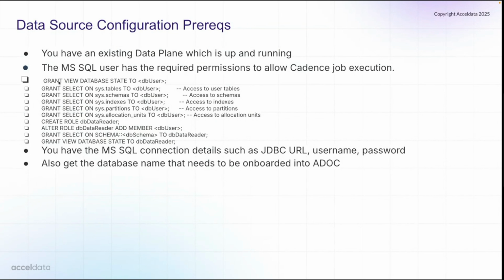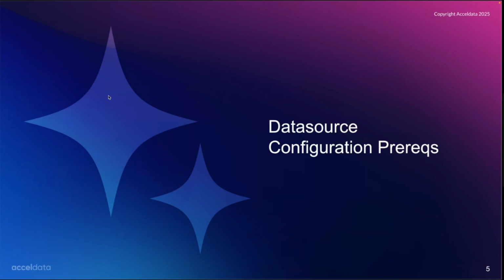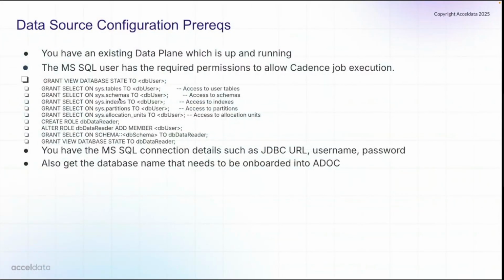The database user should have the below privileges assigned to it: grant view database state, grant select on sys tables, grant select on sys schemas, grant select on sys indices, grant select on sys partitions, grant select on sys allocation units. Along with that, we also need to create a role called db_datareader and add the user to that particular role. Then we add the select and view privileges on the database schema that we need to onboard on ADOC UI.